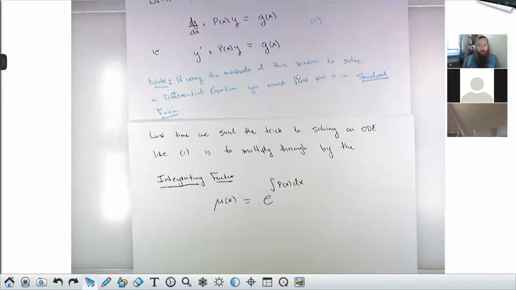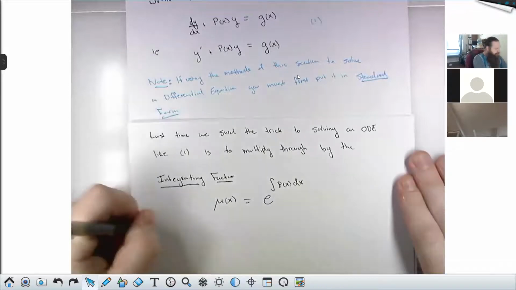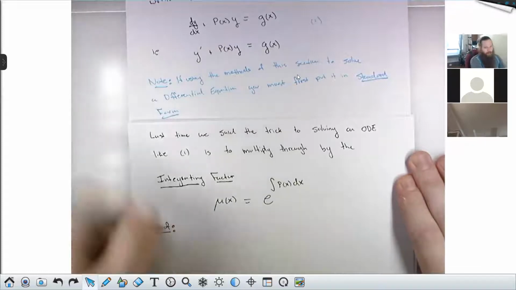Multiplying through by that doesn't give you the solution right away. But what it does do is it gives you an expression on the left-hand side that you can then reinterpret using the product rule. And once you've done that, you'll be able to solve the differential equation basically by separating variables, by integrating on both sides. Why? Well, here's a very short proof.